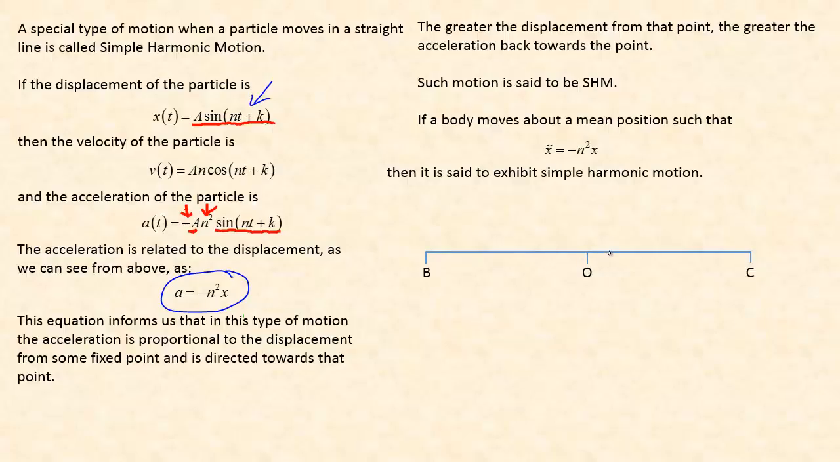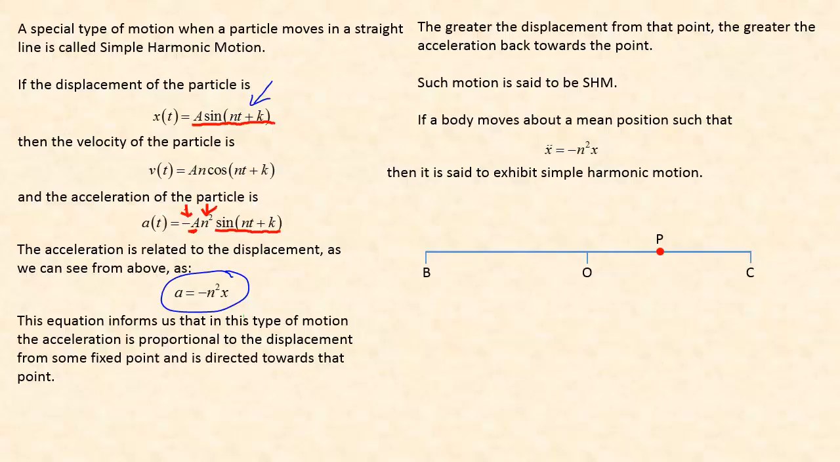And then as it goes outwards here, the acceleration is back towards the middle, so it slows down and then it stops at C, then it accelerates back, gets its maximum speed on the way back, and then over here it would accelerate back towards O, so it would slow down until it stopped at B and then accelerate back again.